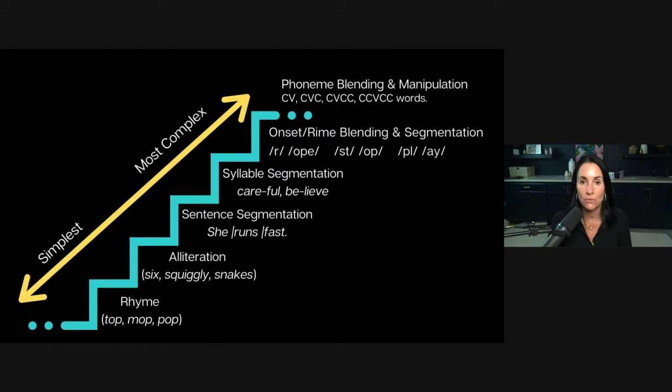And then we get to phoneme blending and manipulation here with our CVC words, consonant, vowel, consonant. These words, understanding that the A is long in make, understanding that two consonants next to a vowel make it short, those types of things, much more complex. So make sure you understand those particular continuums. There are stages in which this all happens.